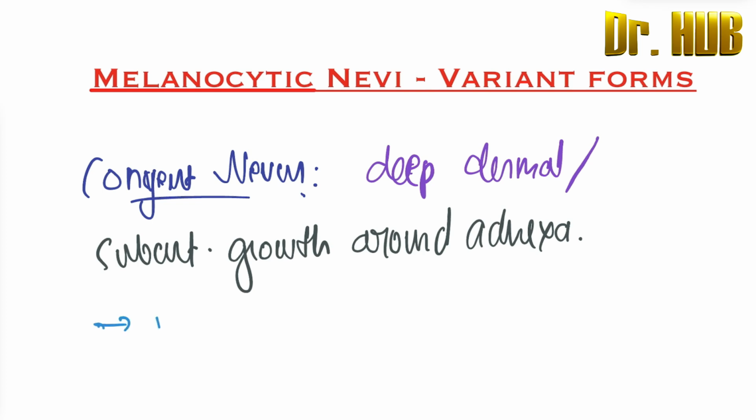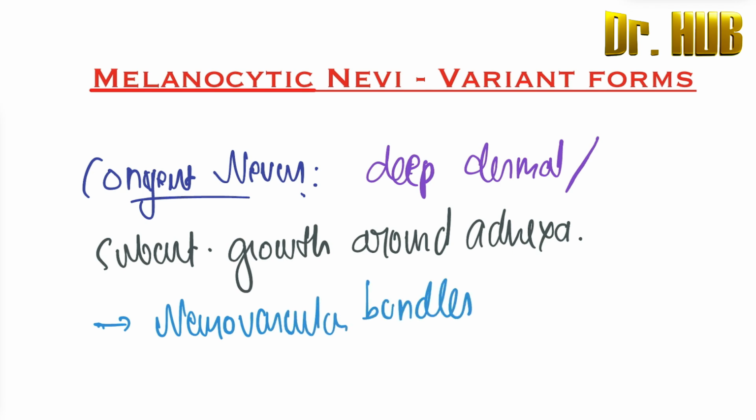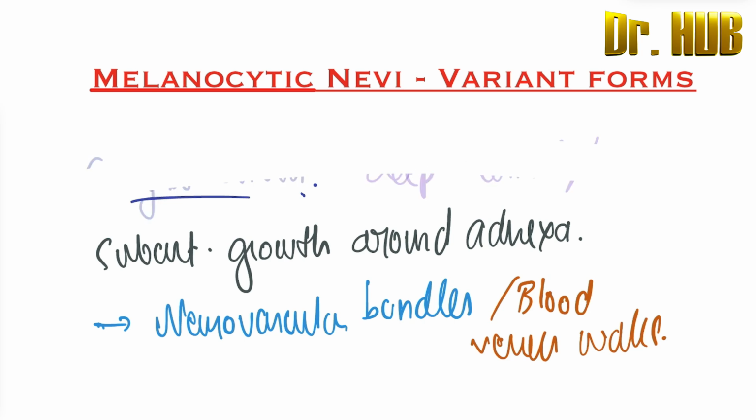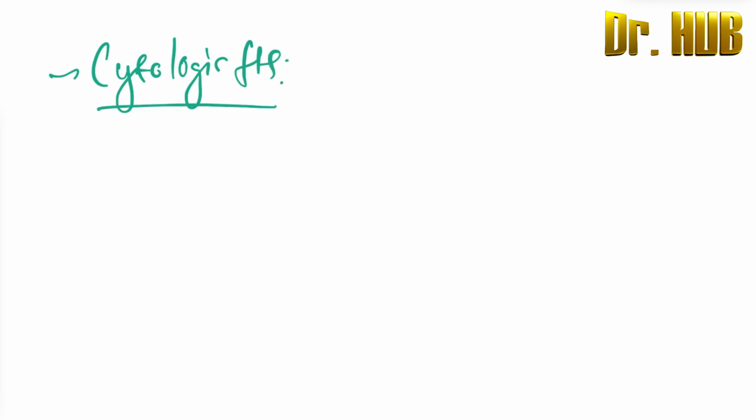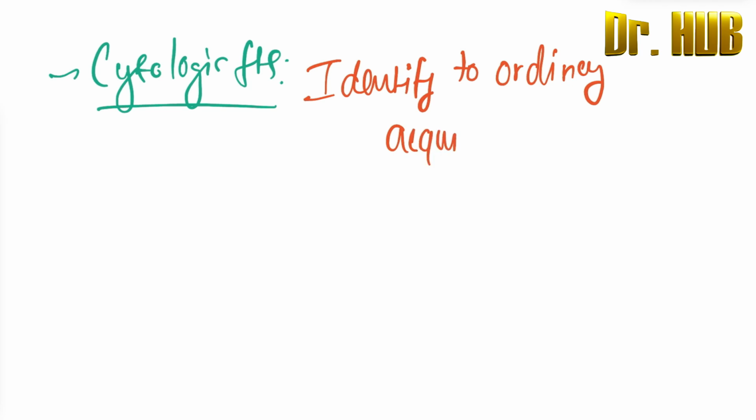Next, there can be neurovascular bundles, present along with the blood vessel walls. Next we will go into the cytological features. The cytological features of the congenital nevus are identical to ordinary acquired nevi.